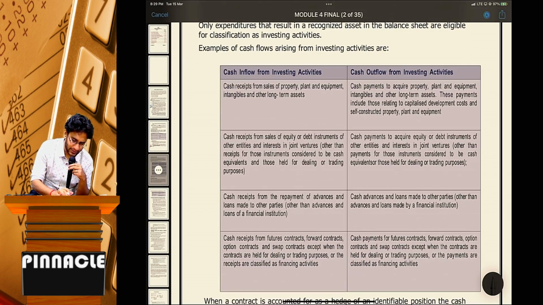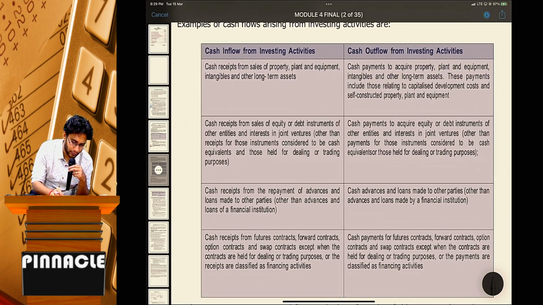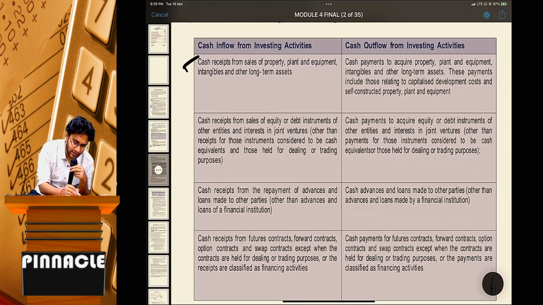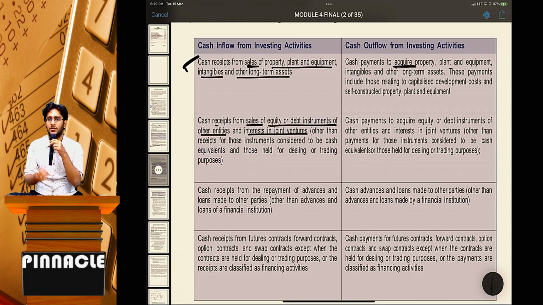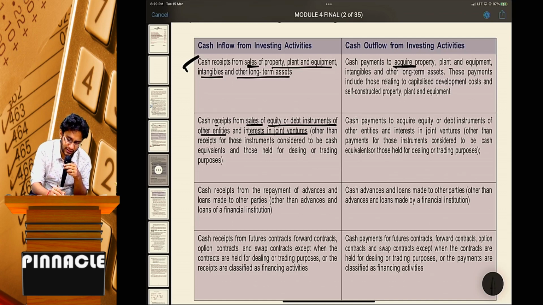So directly go to the example, sir. Our theory question, means our formal definition. Cash receipt from sale of PPE, intangibles and other long-term assets. Here cash receipt from sale has come, sir, so this is inflow. On the other side, purchase is the outflow. Same example, opposite. Cash receipt from sale of equity or debt instruments of other entities and interests in joint ventures means sale of investment, simply put. And on this side it is nothing but purchase of equity or debt investments.